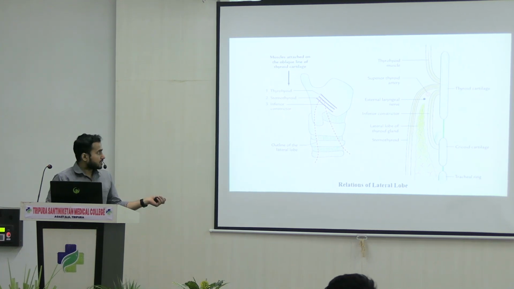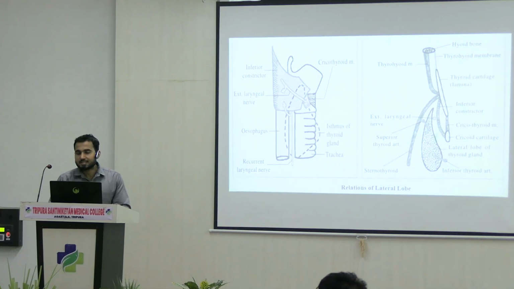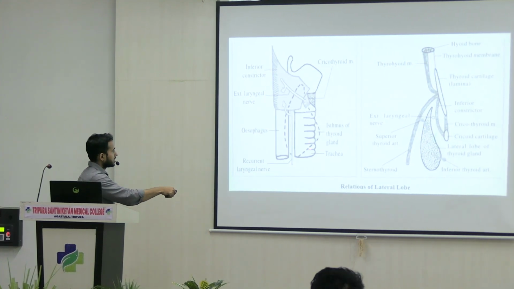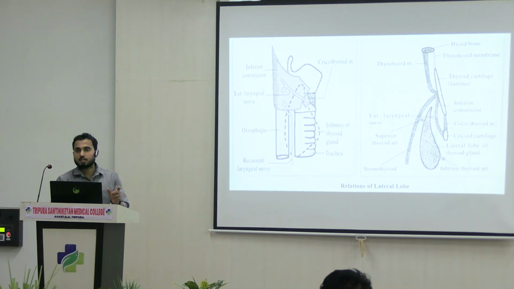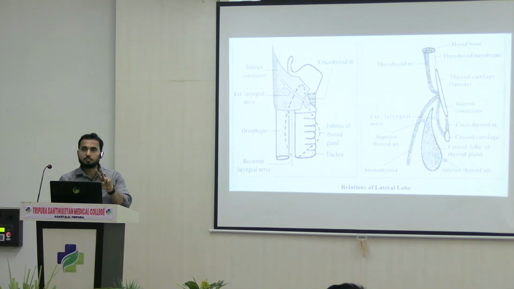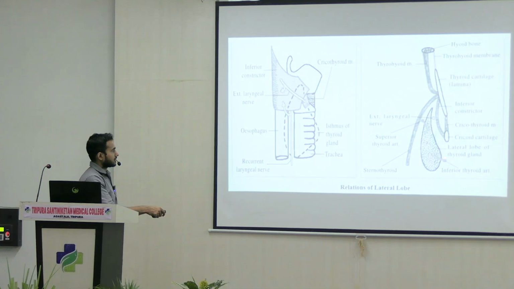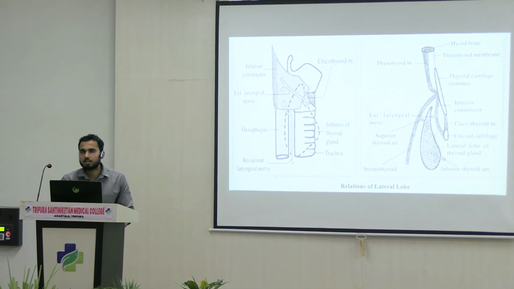Okay, next is the base. So the base is extending up to the 5th to 6th tracheal ring. Okay. So these are the tracheal rings. So it is extending up to the 5th to 6th tracheal ring, and the base is related to two important structures. What are they? As you can see, this is the recurrent laryngeal nerve and inferior thyroid artery. Okay, these are the two structures which are related to the base of the thyroid gland.